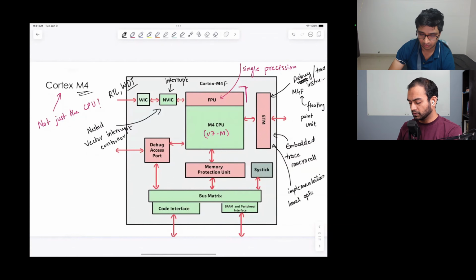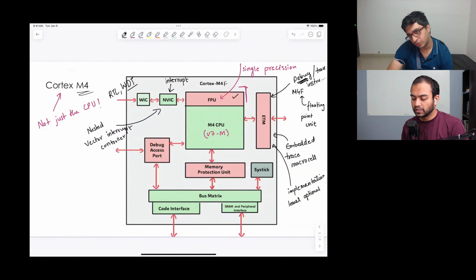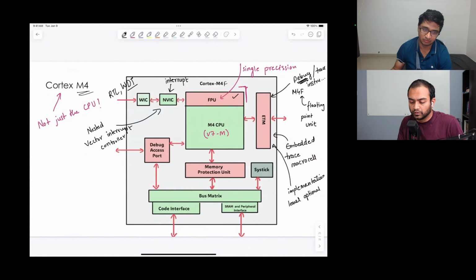Okay, understood. And this is the same story with the FPU for the M4? Same for the FPU. I see. So vendors can choose to completely disable the floating point unit. Understood. Fair. Okay, then moving on.